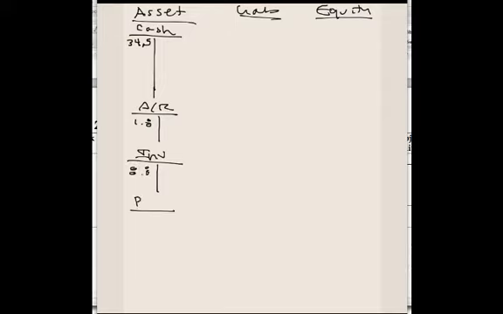Prepaid expense, prepaid insurance, I mean, is 500. Plant and equipment is 1.3. And then we have accumulated depreciation, and that's a negative number, so we're going to enter it on the credit side, 0.2. Now that is still an asset account, even though it's a negative asset, it's still an asset account.